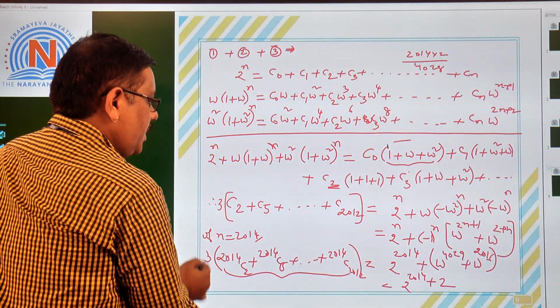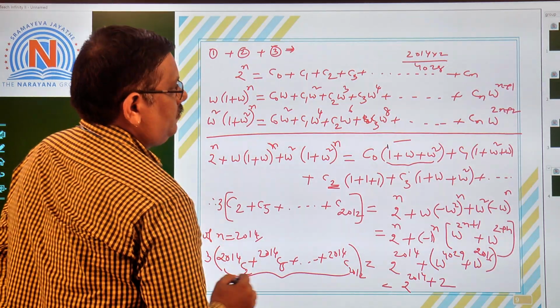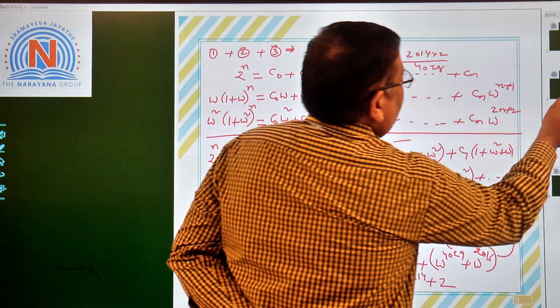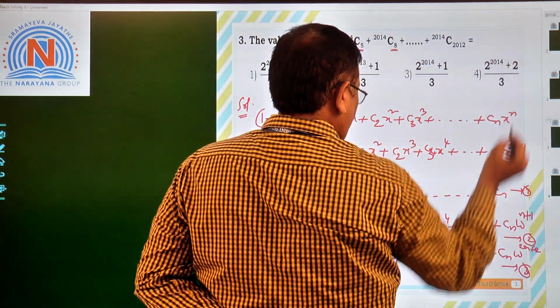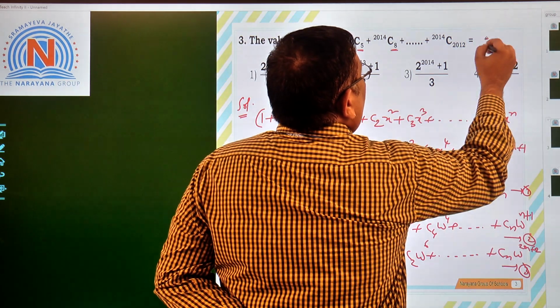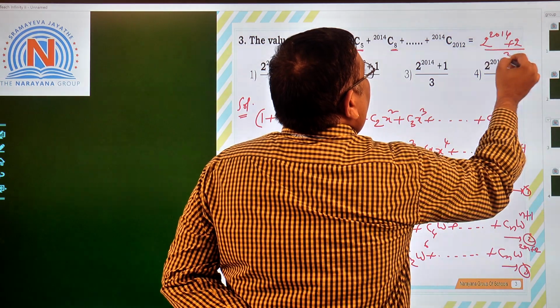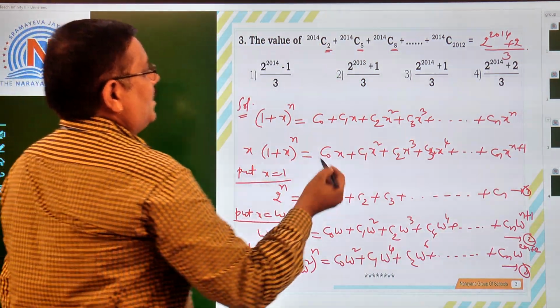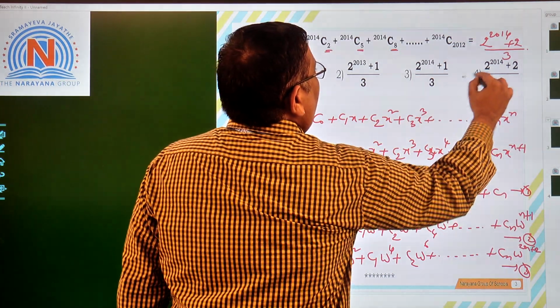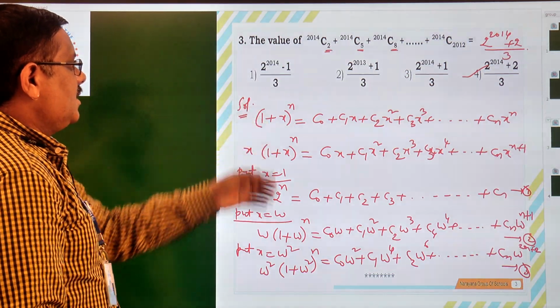Now we want this value, so transpose the 3 to the other side. So the required answer becomes 2 power 2014 plus 2 upon 3. That is nothing but the fourth option, 2 power 2014 plus 2 upon 3. That is the right answer for this question.